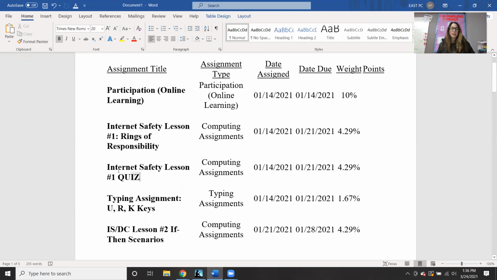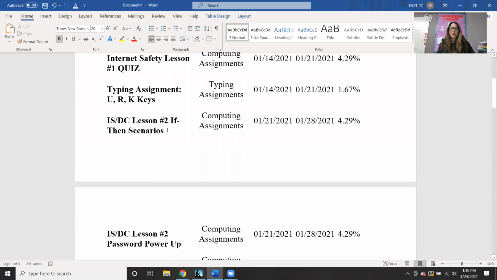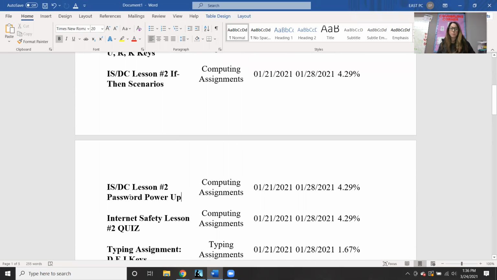So then there was internet safety lesson number 1 quiz. Then we had internet safety lesson number 2, the if-then scenarios. There was 2 activity sheets this week. And then there was the password power-up. So they were 2 separate sheets. Make sure you did both of them. And then there was the lesson 2 quiz.